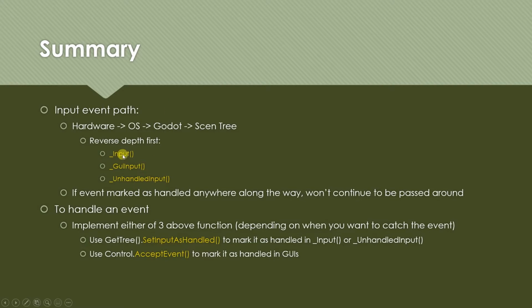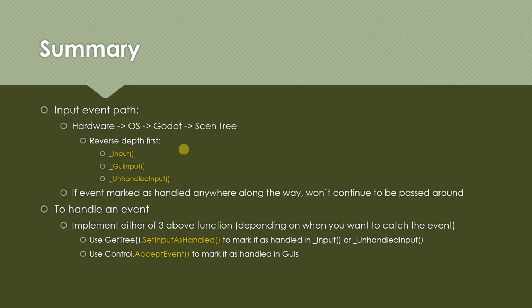All the input methods are called of all the nodes, and then all the GUI input of all the GUI, and then all the unhandled input methods of all the nodes again. So if you implement an input method, that means you will get the event first. This gives you a way of capturing the event even before it goes to any GUIs. But generally, for your regular nodes, you want to implement the unhandled input event because you want the event only if the GUI hasn't used it, right? You want to give the GUI usually priority.